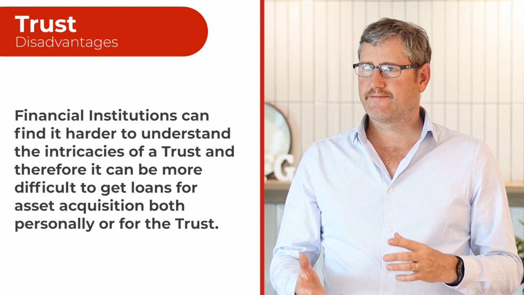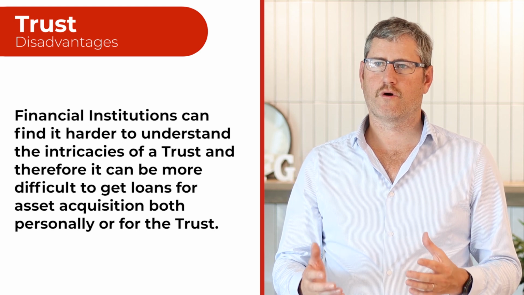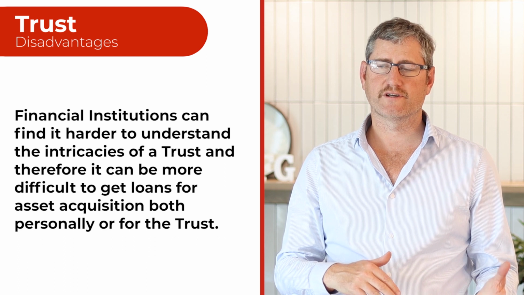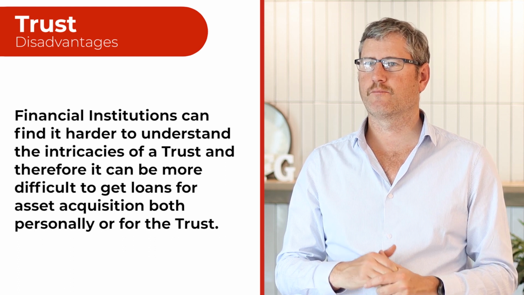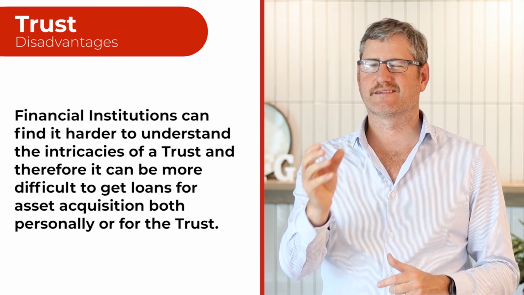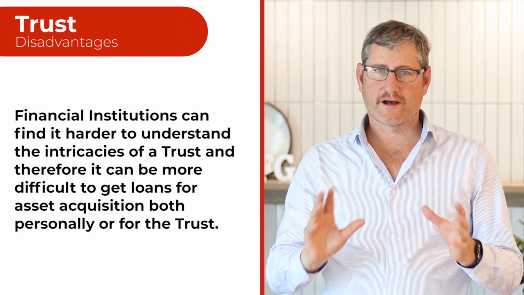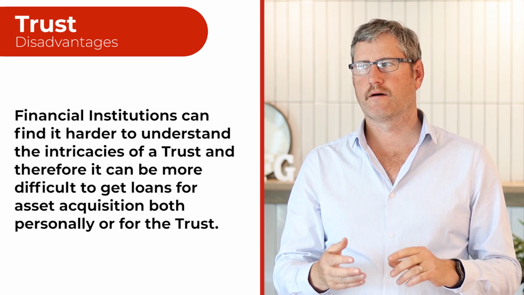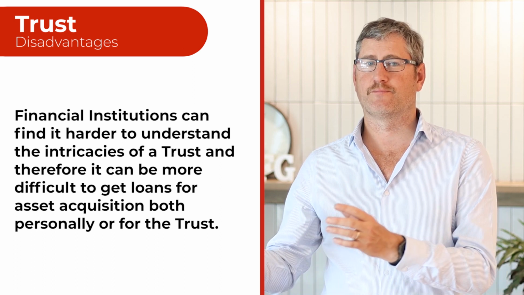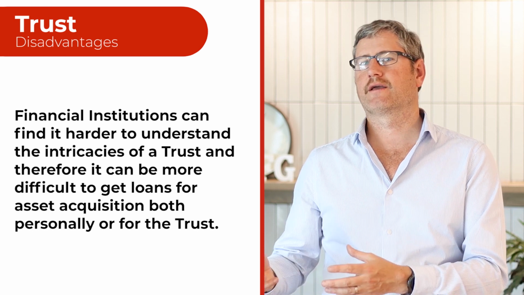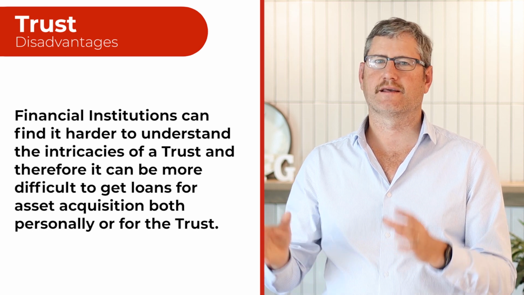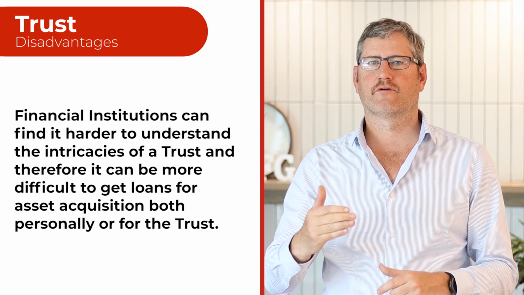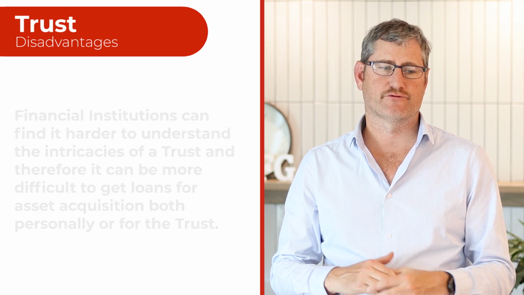Another one is financial institutions. Quite often, and especially in recent times on the back of some of the changes in the banking world, we're finding it's getting more and more difficult for the banks to understand how trusts work and the flow of income. So if you're buying assets within the trust, or maybe it's personally, but you're getting your income from the trust, it's harder for them to understand the flow of money where it's discretionary, and we're seeing clients find it a bit more difficult to borrow money as a result.